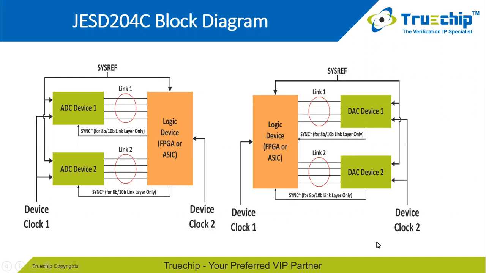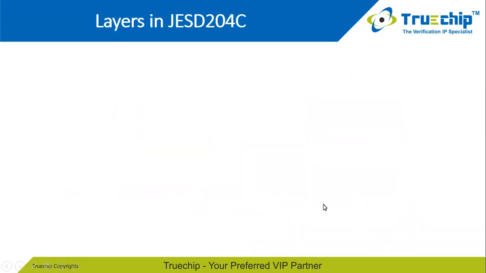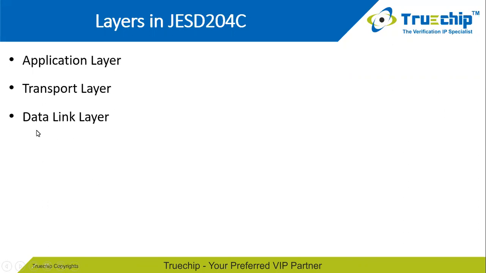So moving on to the next slide, here we are going to talk about the four layers of JESD204C. These are the application layer, which may consist of converters such as ADC or DAC. The transport layer, which is responsible for converting user samples provided by the application layer into frame data or vice versa. The data link layer, which is responsible for controlling the timing and synchronization between transmitter and receiver. And the last one is the physical layer. Now this layer converts the final data into a bit stream and drives the data bits onto the link.